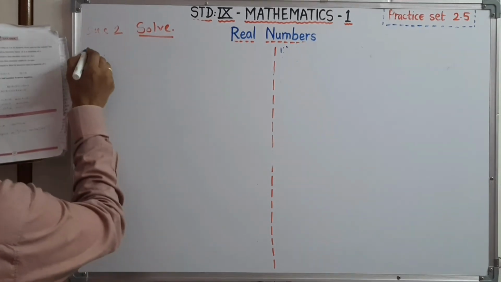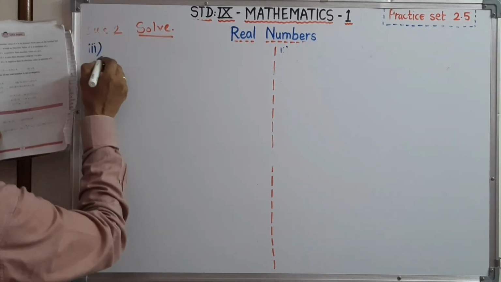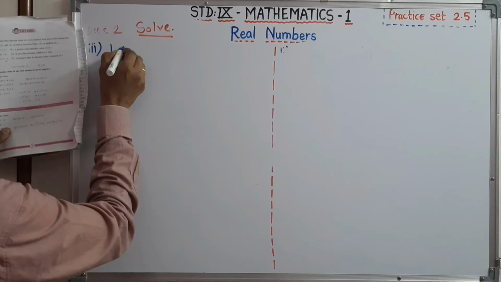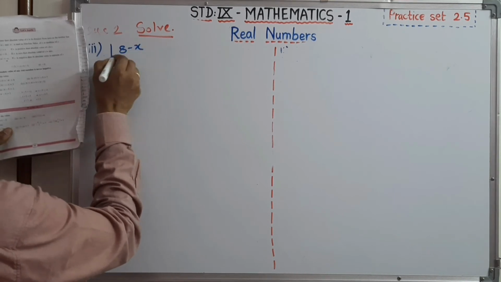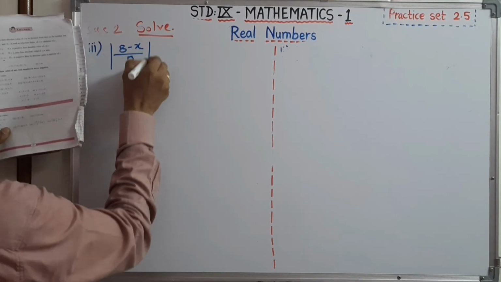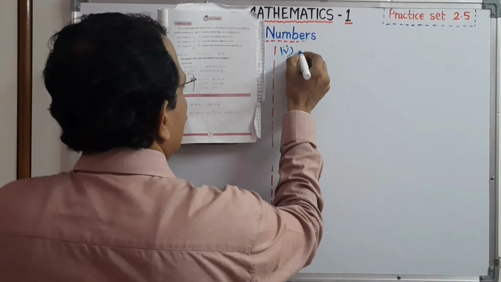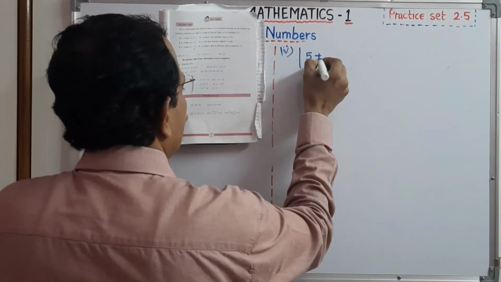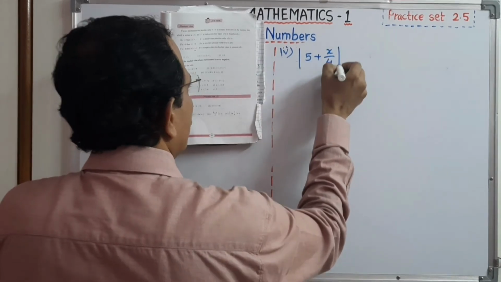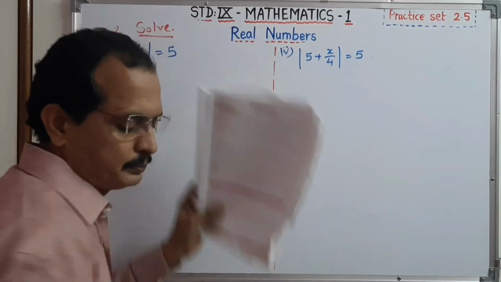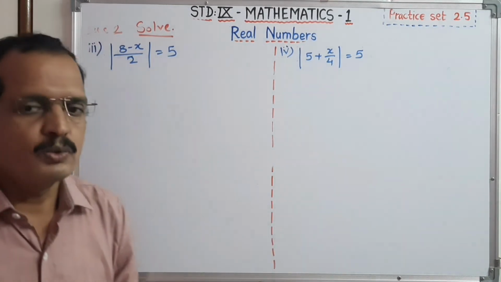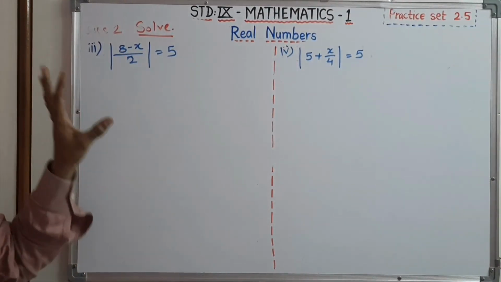See the question number third one. Modulus of 8 minus x upon 2 is equal to 5. And the fourth one is there. It is 5 plus x upon 4 is equal to 5. Now see, we have to solve this.